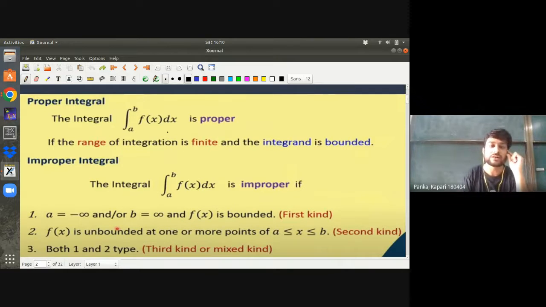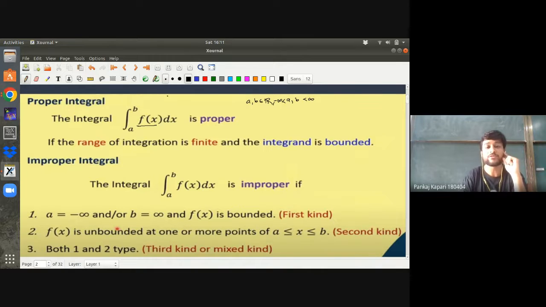So this is the definition of a proper integral. Whenever the function is bounded, and the range of the integral, the upper limit and lower limit a to b, so we are integrating the function from a to b, when a and b are finite values. Let's say they are real numbers, and both a and b lie in the range minus infinity to plus infinity. Then that is called a proper integral. But what happens when one of the conditions is not true?